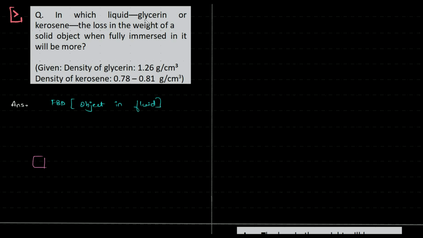In which liquid, glycerin or kerosene, will the loss in the weight of a solid object when fully immersed in it be more? Given the density of glycerin and kerosene to be this, and a very important thing is to check out the units.